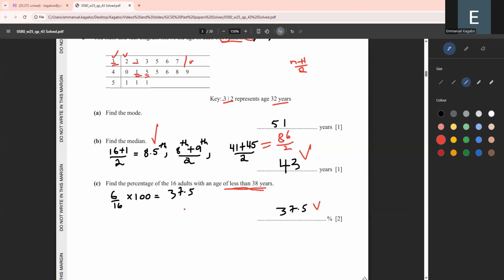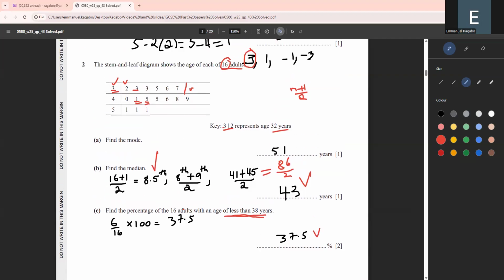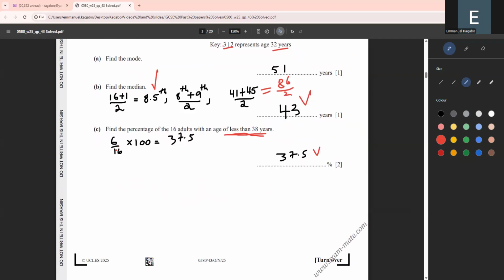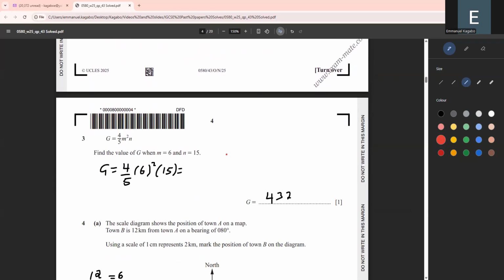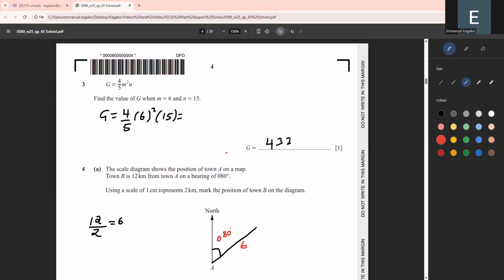Okay, very good. I hope you have understood. They said less than 38. So 38 is after this 37, so 38 will be here. I counted the numbers. I got 6 out of 16, and then I got that. Very good. Question 3. They gave you G as 4 over 5 m squared n. Find the value of G where m is 6 and n is 15. This is just a simple substitution, and calculator is allowed. Just substitute your numbers there, and then you're going to have that.